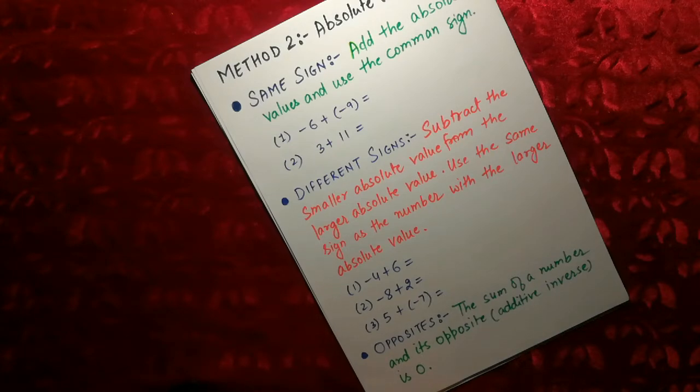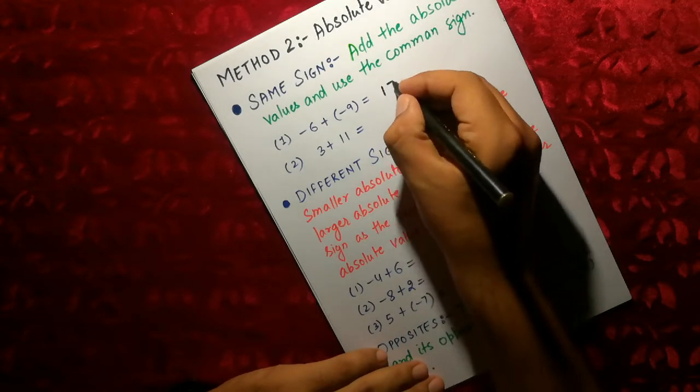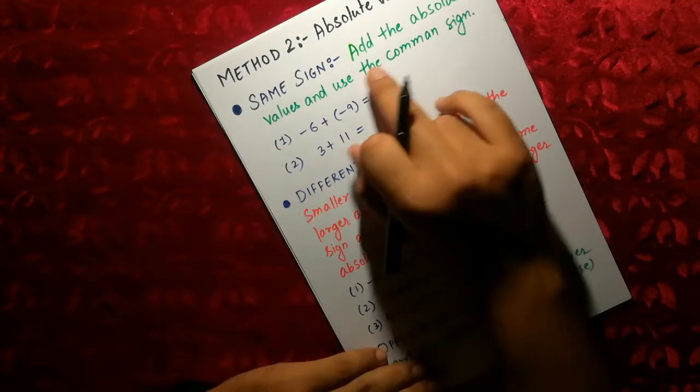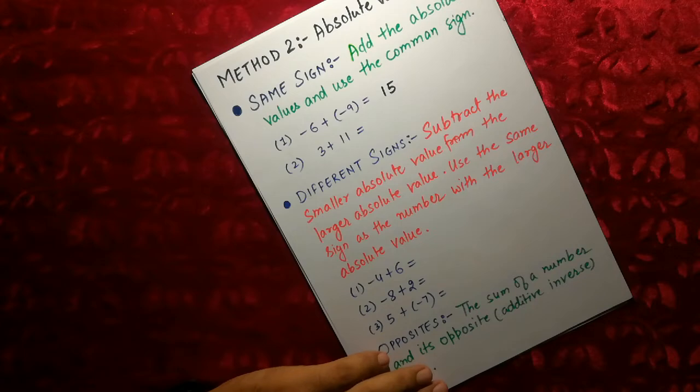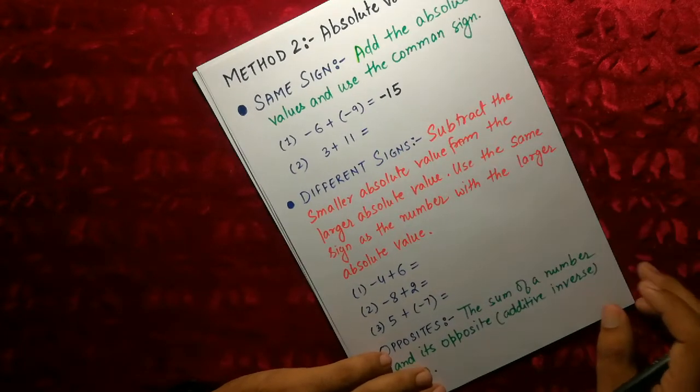When we have to add such values which have the same sign, what do we do? We add their absolute values. The absolute value of minus 6 is 6, and the absolute value of minus 9 is 9. So we add 6 plus 9, which equals 15. Now we have to use the same common sign. The common sign here is minus, because minus 6 and minus 9 have the common sign minus.